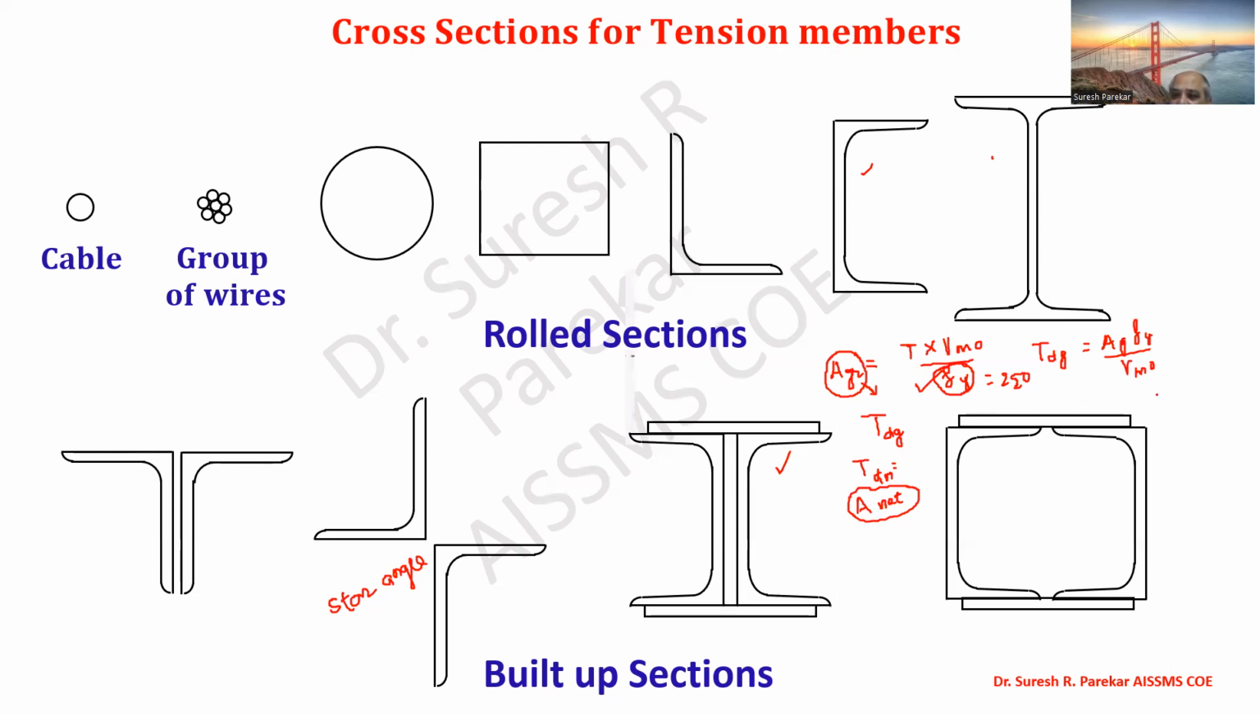So if we go to table 1, this also we know. We have table 1, and in this table 1 we have the properties of the material.